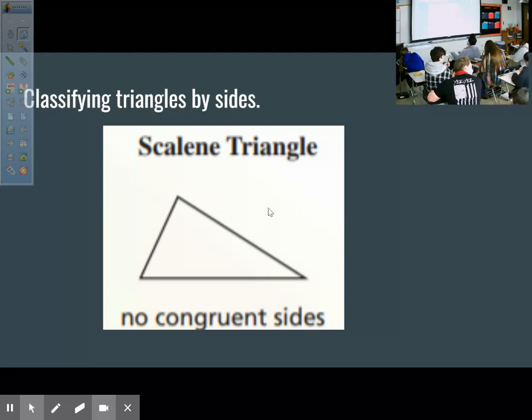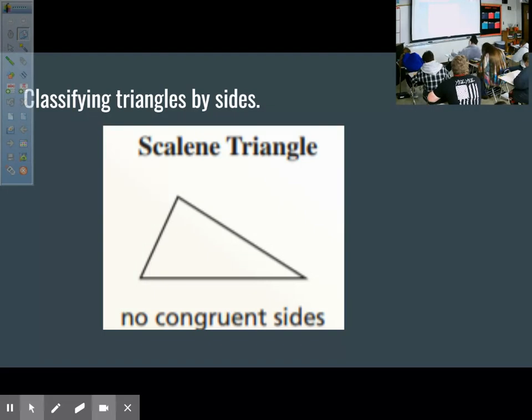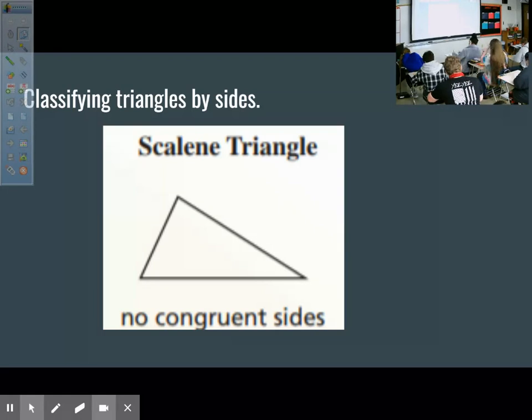On the left where it says scalene triangles, you need to write that it has no congruent sides. So scalene triangles have no congruent sides. That means no sides are the same.